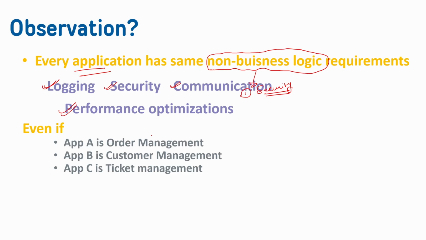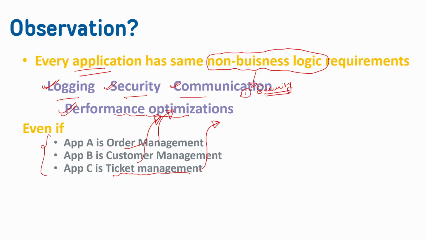Even if your application is order management, the non-business requirement is going to be the same. If the software is customer management, its non-business requirement is going to be the same. Even if the software is ticket management, again the non-business logic requirement would be the same. Logging, security, communication, and performance optimization, all the non-business requirements of any software are the same. Only the business requirement differs.